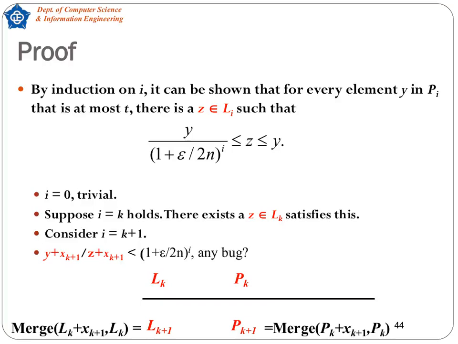the new sum y plus x still finds a neighbor z in L satisfying y plus x divided by 1 plus epsilon over 2n is less than or equal to z is less than or equal to y plus x. This closes the inductive step. After all n inserts, every element we keep remains within a global 1 plus epsilon approximation of the true subset sums.